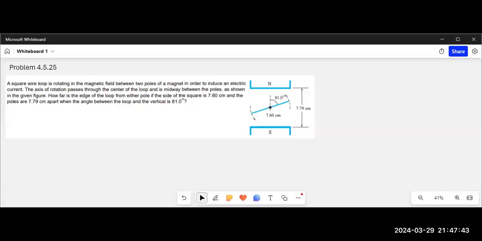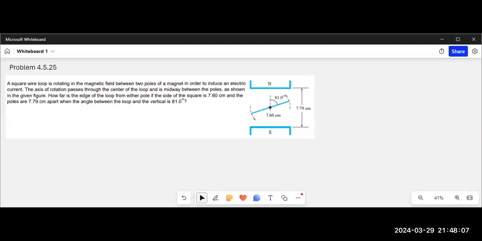In this video, we're going to talk about problem 4.5.25. A square wire loop is rotating in the magnetic field between two poles of a magnet, see the north and south pole here, in order to induce an electric current. So this is an electromagnet.